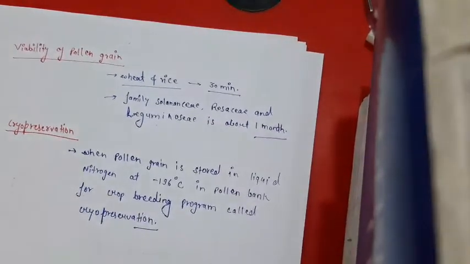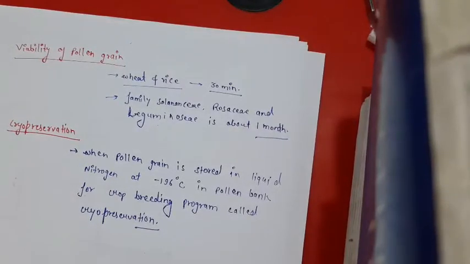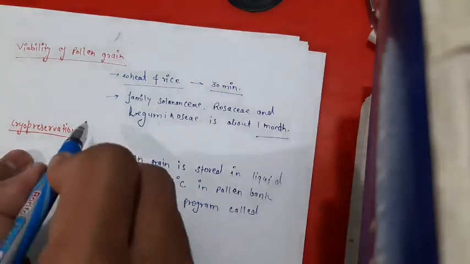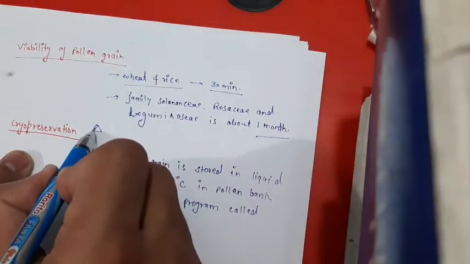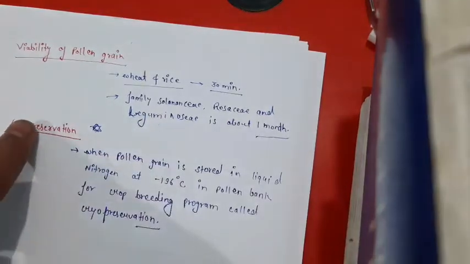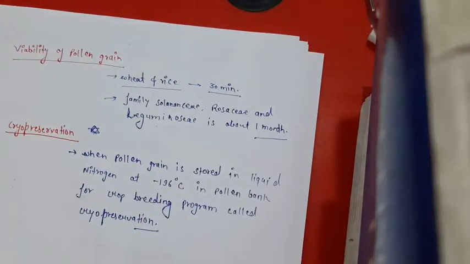Okay friends, what is cryopreservation? When pollen grain is stored in liquid nitrogen at -196 degrees centigrade in a pollen bank, and why is it stored? It is stored for crop breeding programs. So that process is called cryopreservation. Okay friends, it is very important. You can mark it. Cryopreservation is very important.